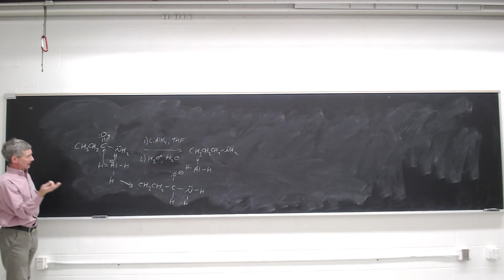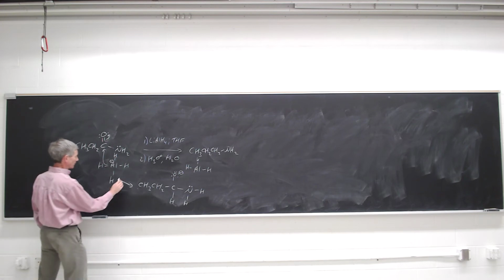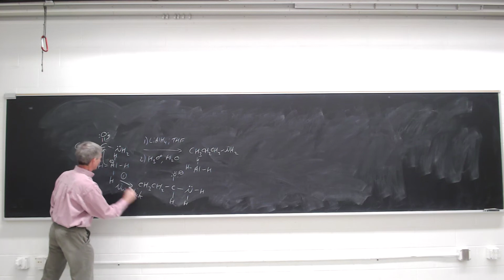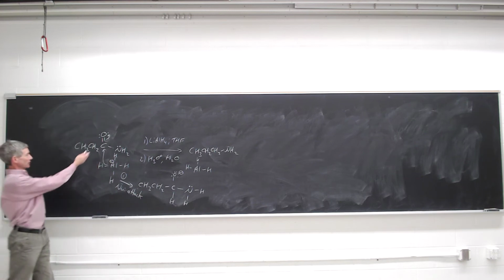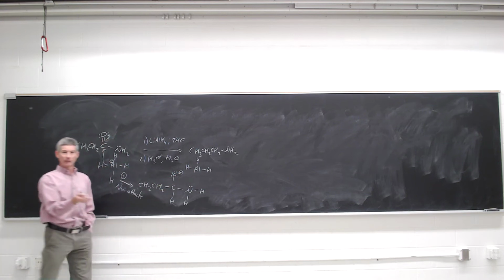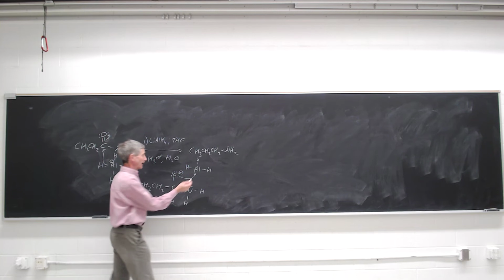So the first step is, as I stated, the donation of the nucleophilic hydride to the electrophilic carbonyl group to form this alkoxide. That then reacts with the aluminum.